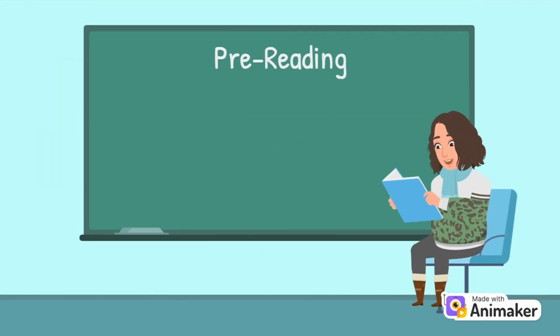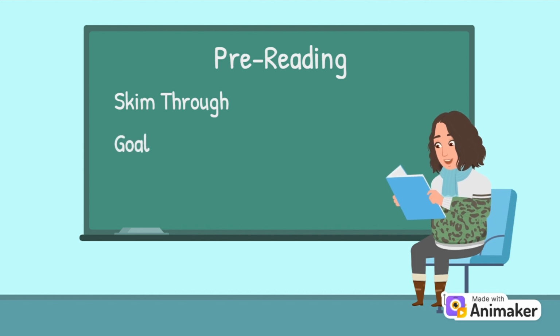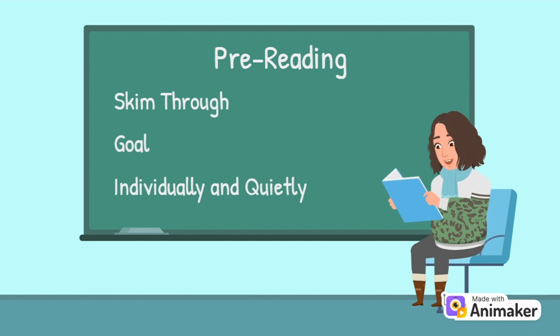During the pre-reading stage, learners should read the text without intense scrutiny to gather basic information and take notes. The teacher can provide specific goals for the students to focus on before they start reading, helping them to have a purpose in mind. This initial reading should be done individually and quietly, allowing learners to become familiar with the text and make brief notes.